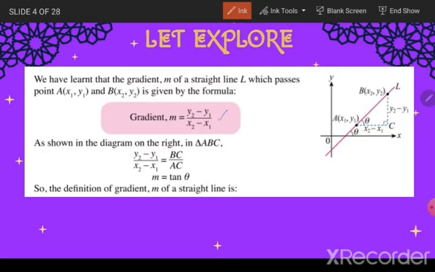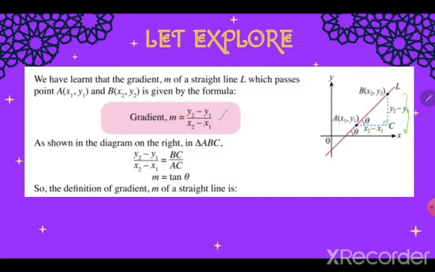Okay, so as you can see here, which part represents y2 minus y1? So y2 minus y1 represents the changes in y. So this is what we call changes in y, which is represented by the side BC. However, x2 minus x1 is represented by the changes in x, which is represented by side AC. So from that right angle triangle, we can say that y2 minus y1 over x2 minus x1 is equal to BC over AC.